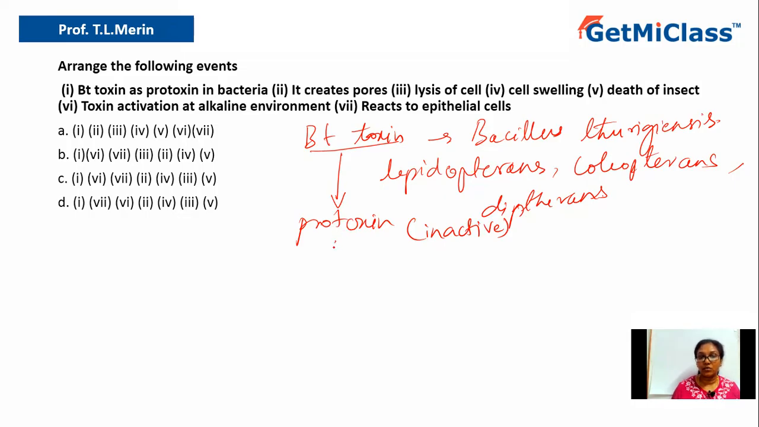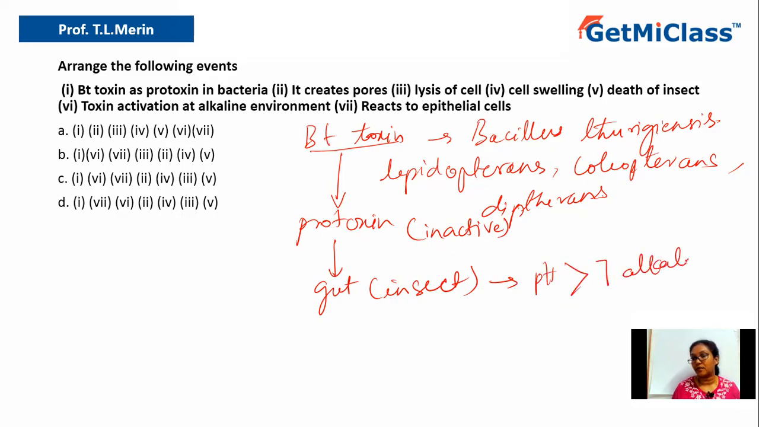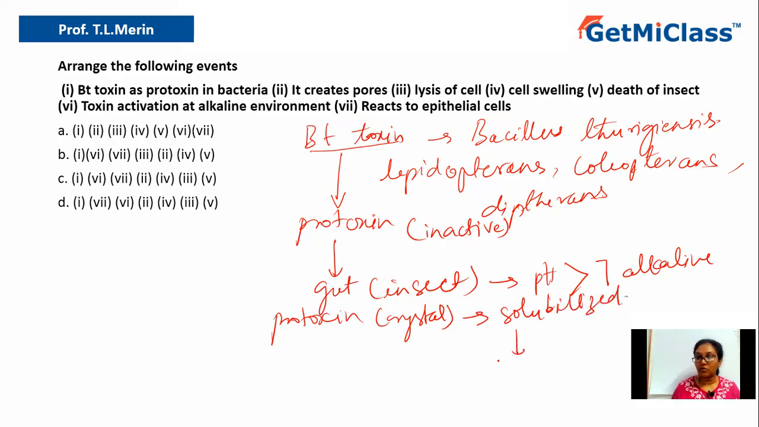When this protoxin enters into the gut of the insect, in the gut it is found that the pH is alkaline. That means the pH of the gut is more than 7. At this pH, what happens? The protoxin, which is in crystal form, gets solubilized, and then it forms a protein which will go and bind to the epithelial cells of the gut.